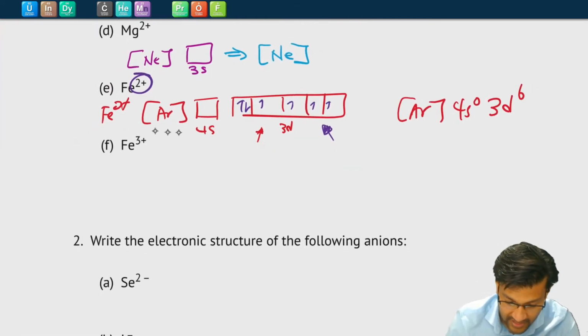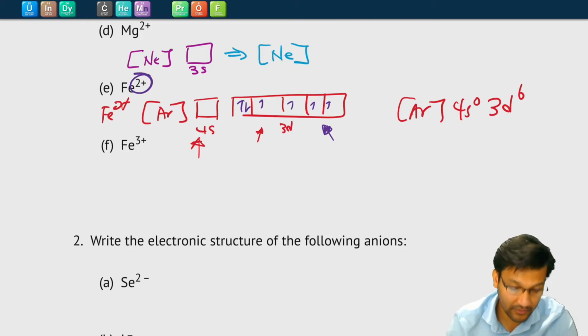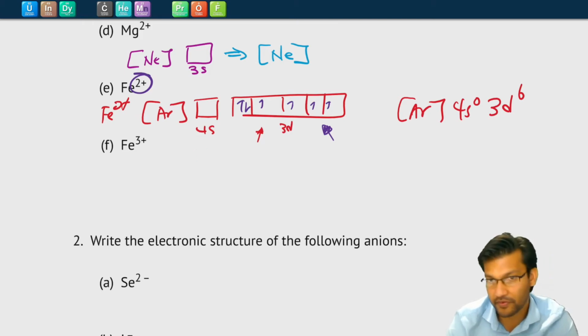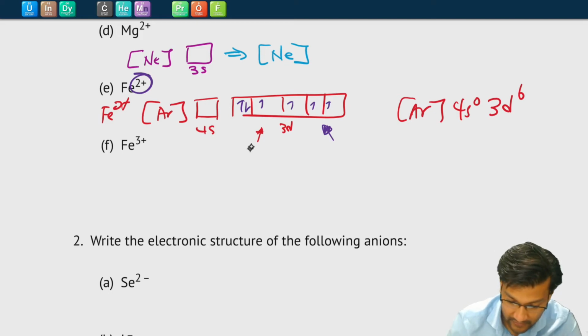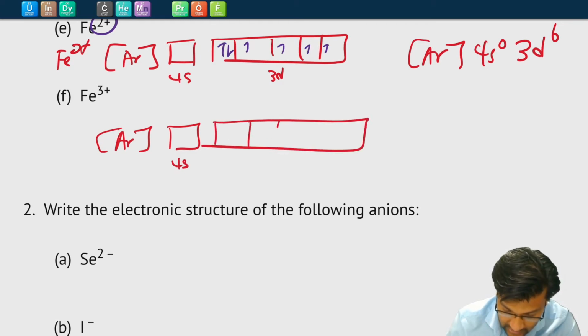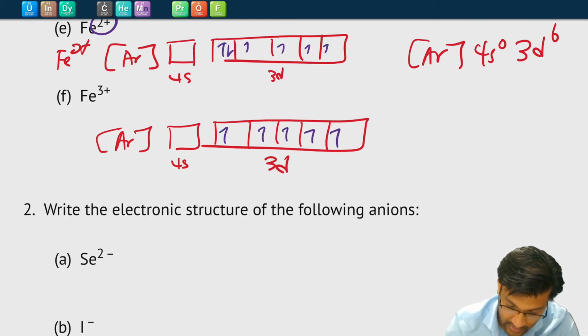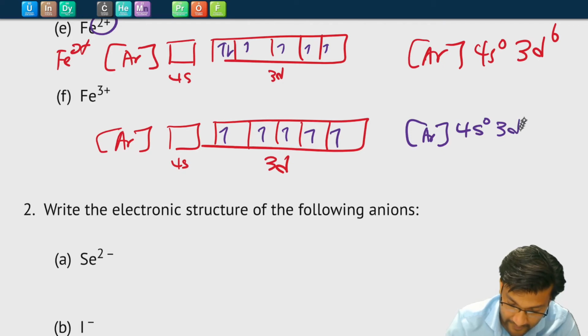Just write the electron configuration for the element without the charge, so iron without the charge, and then just remove from the 4s first. And that'll help solve that problem to try to figure out what the configuration should look like. But for iron 3 plus, if you haven't done this, you probably should figure out that in addition to removing 2 electrons from the 4s, we'll also remove this additional electron from the 3d. So we'll end up with this situation. So we'll end up with argon 4s 0, 3d 5.